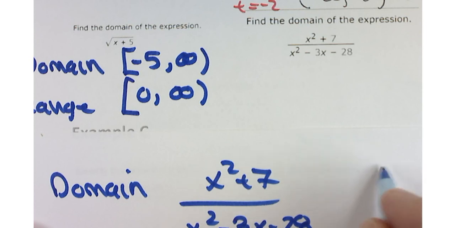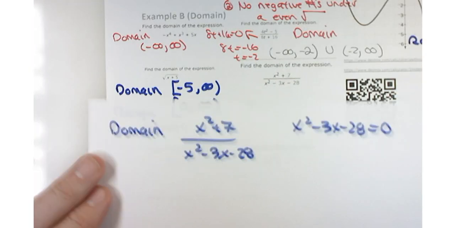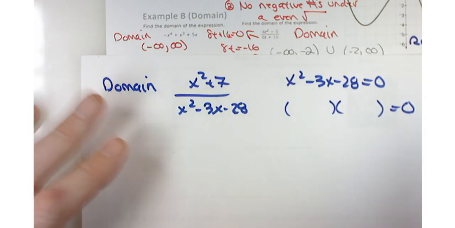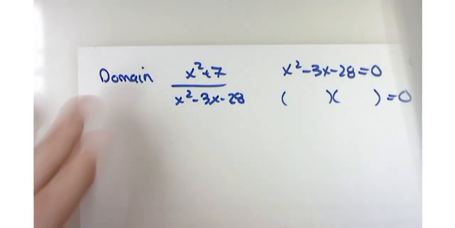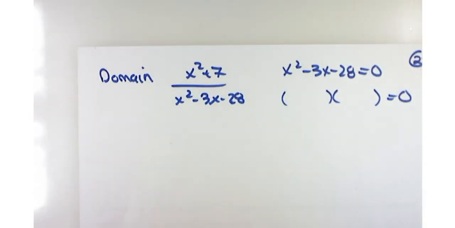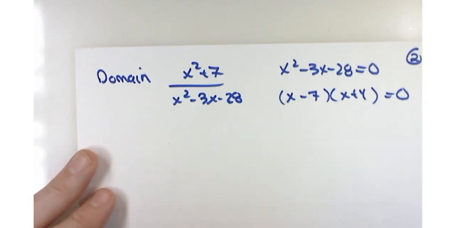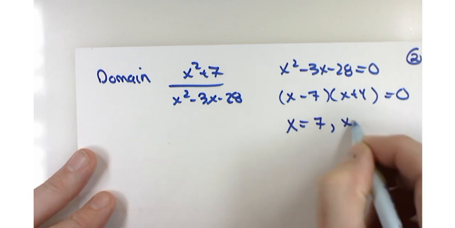We're worried about where x squared minus 3x minus 28 equals 0. We want to figure out where that's true, and I hope the first thing you do when you encounter a problem like this is factor it. How does that one factor? x minus 7, x plus 4. So what does that mean our solutions are? x equals 7 and x equals -4.